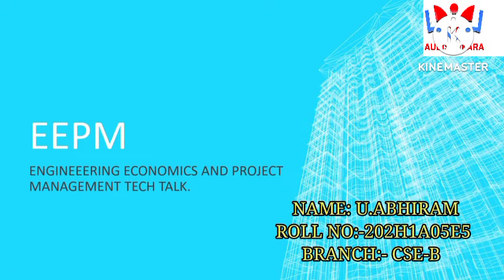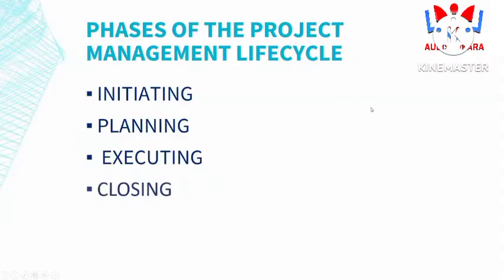In this Tech Talk video, I am going to discuss the four phases in the project management life cycle. There are four phases in the project management life cycle: initiating, planning, execution, and closing. These four phases are used to develop a project and to maintain or manage the project while we are doing the project.